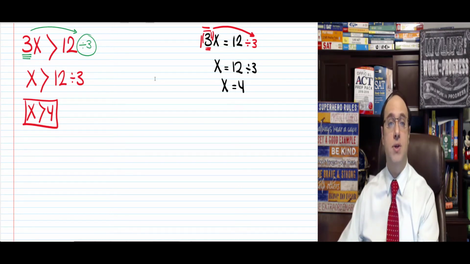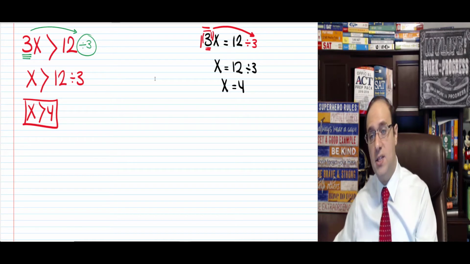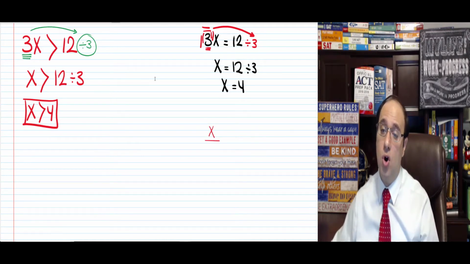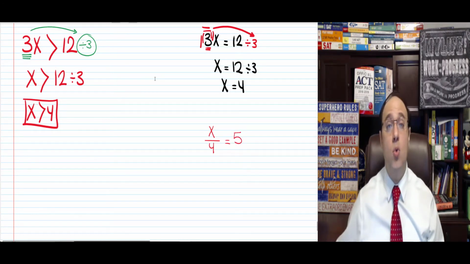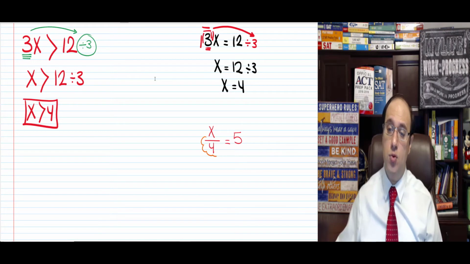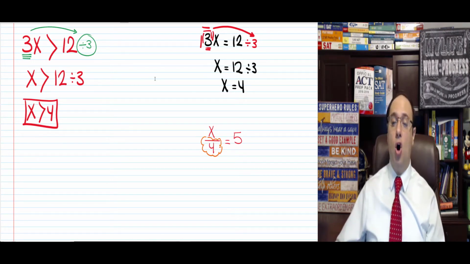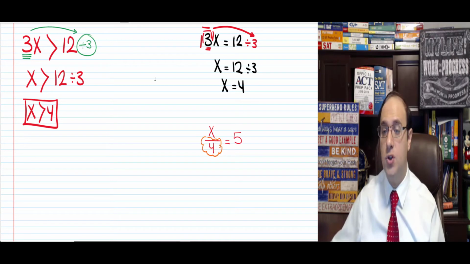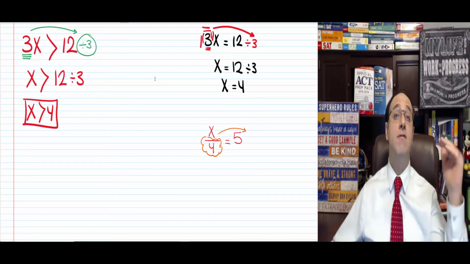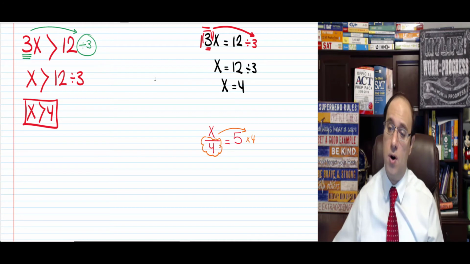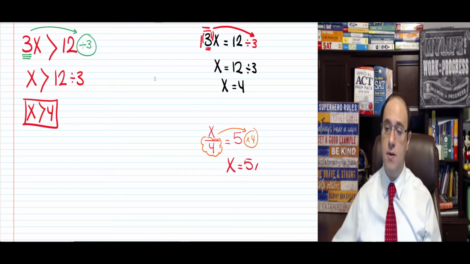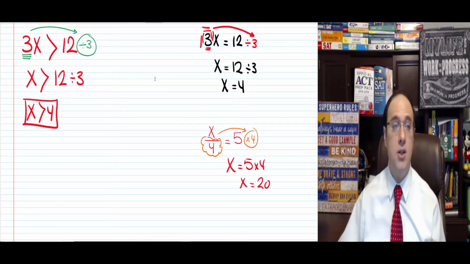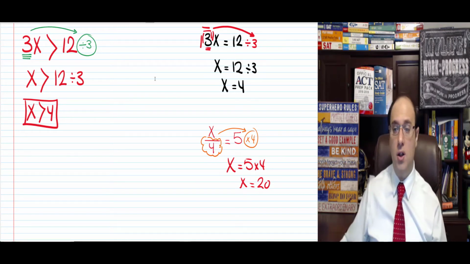Do it on the right first with me, please. Let's go on the right. What if I had something like this? x over 4 equals 5. Remember, we want the x by itself, so we have to move the over 4. Over 4 means divided by 4. So it goes to the other side. The opposite of divided by 4 is times 4. So I have x equals 5 times 4. x equals 20.